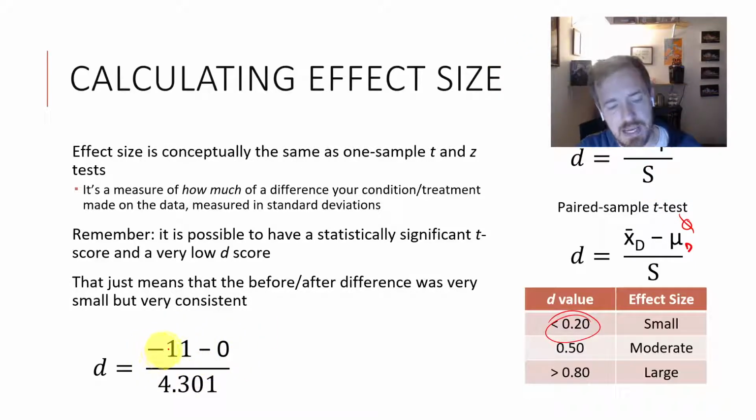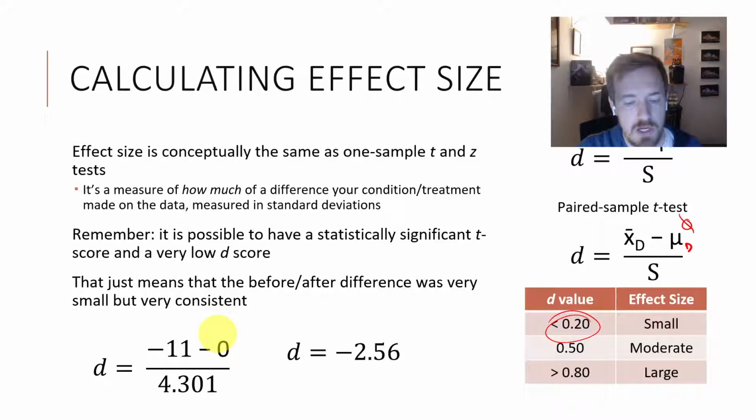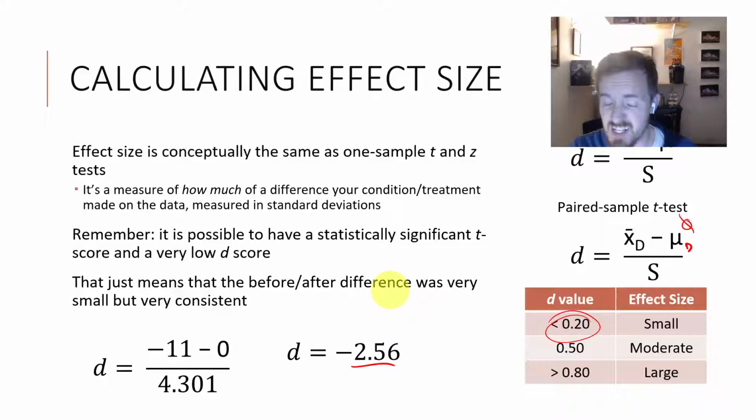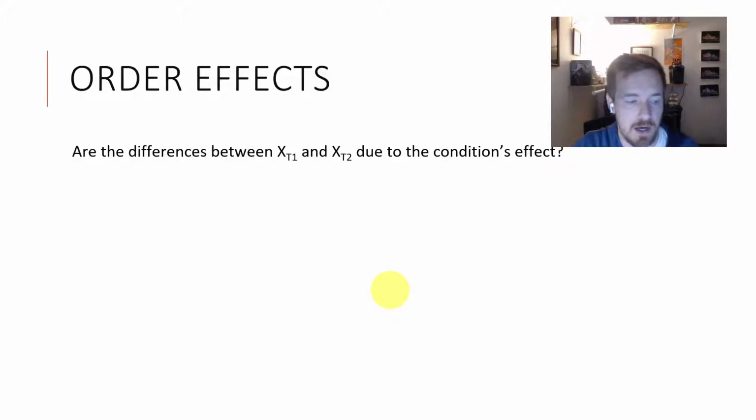We have negative 11 subtracted by 0, so it's negative 11 divided by 4.30, and this effect size is off the charts. This is a huge effect size. You'd be lucky if you get anything over 1, but to have it here, that's very impressive indeed. So we would say that not only is this a statistically significant effect, it's also a very meaningful effect, that it clearly has big changes on their data whenever they go through treatment.